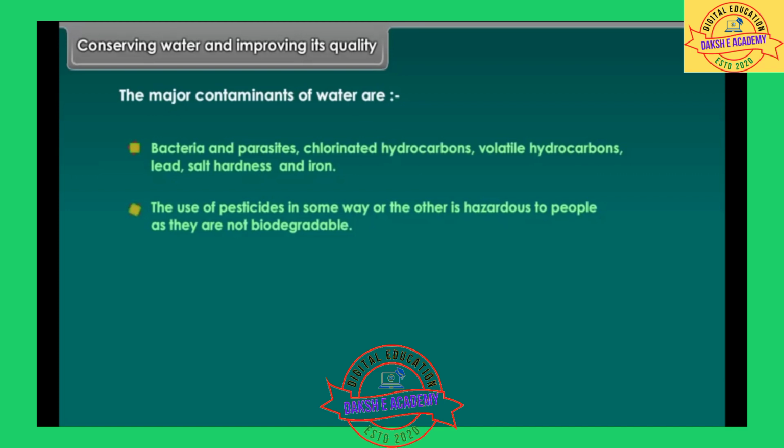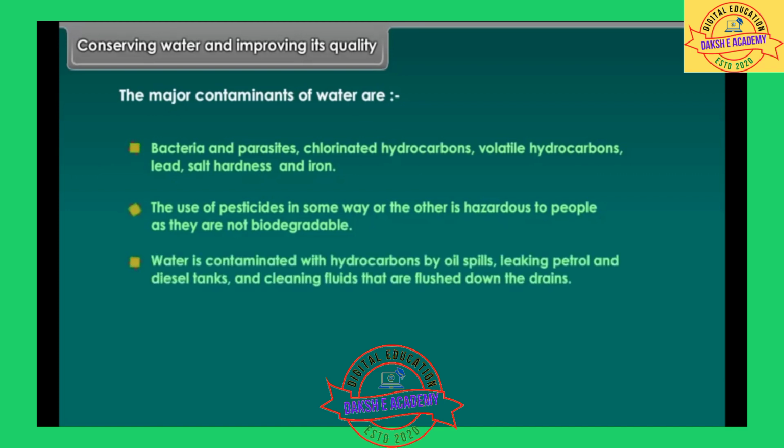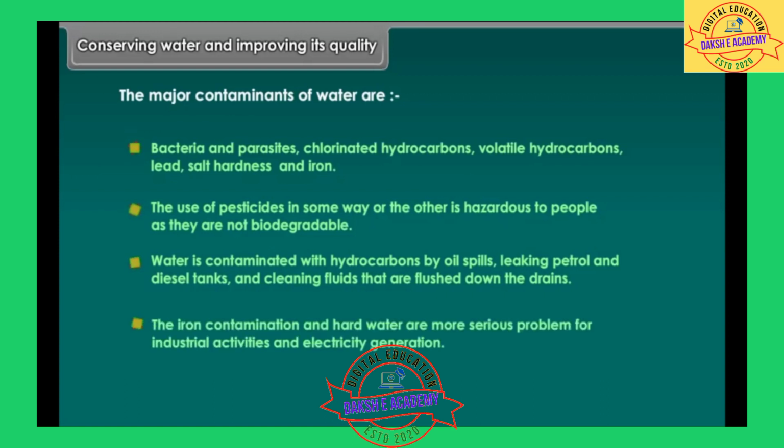biodegradable. Water is contaminated with hydrocarbons by oil spills, leaking petrol and diesel tanks, and cleaning fluids that are flushed down the drains. Iron contamination and hard water are more serious problems for industrial activities and electricity generation.